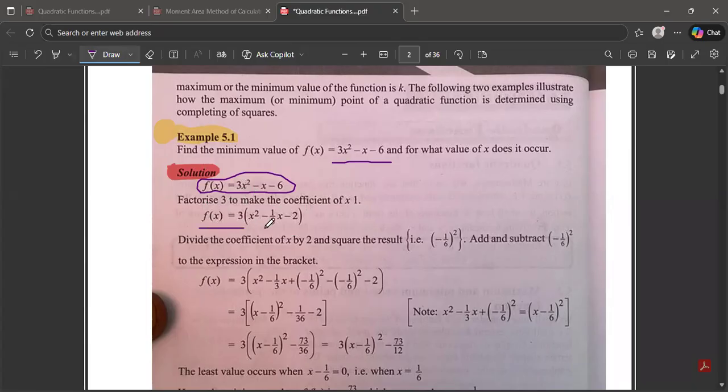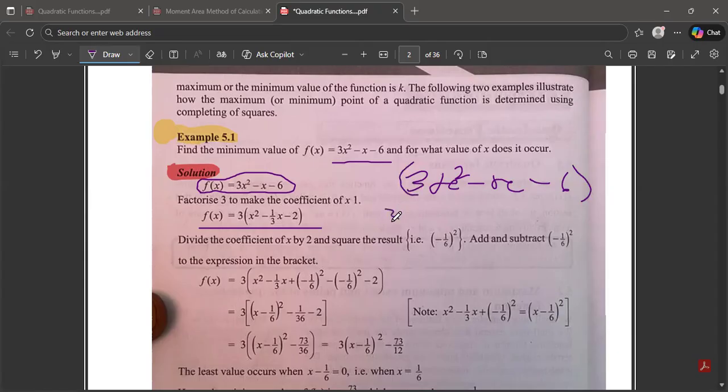In this step, when they factorize 3 out, you see what they had. I hope you get up to this step. The question that was given is 3x squared minus x minus 6. So over here, they want to bring the common factor out.